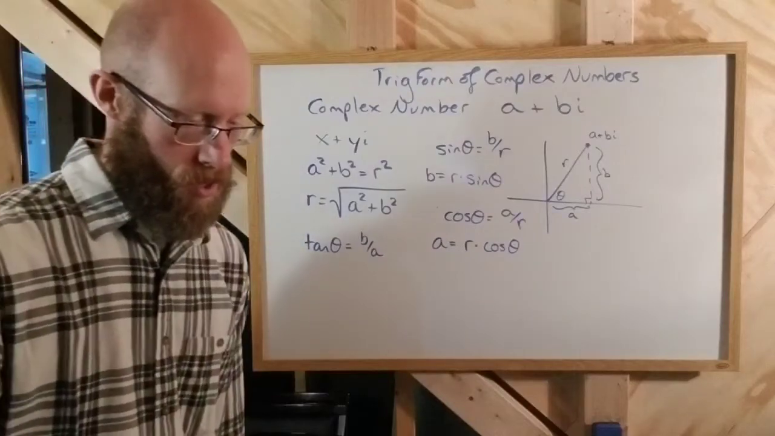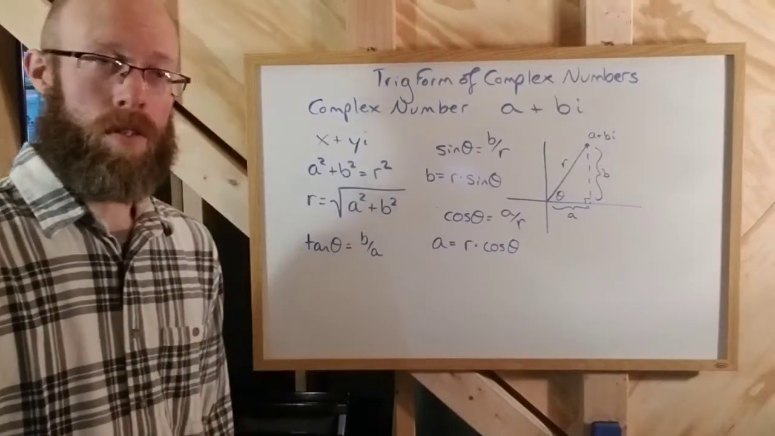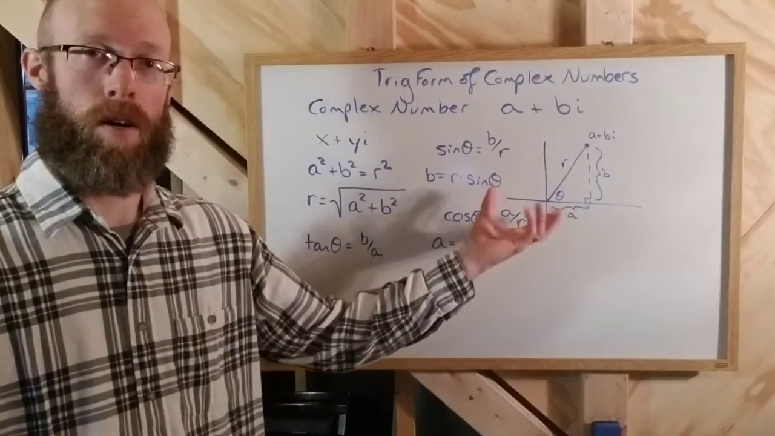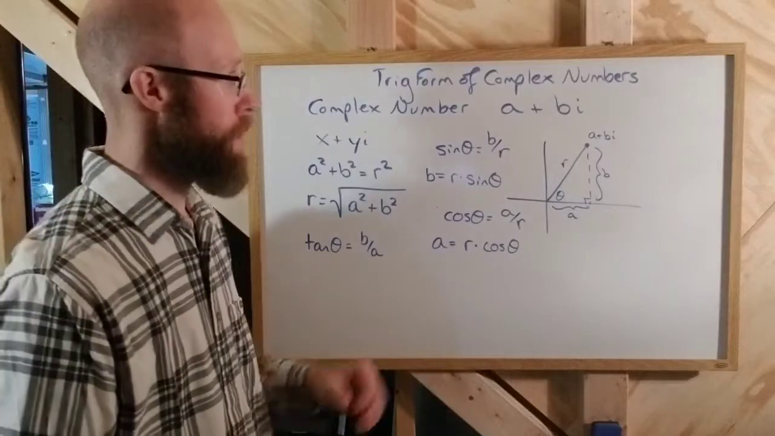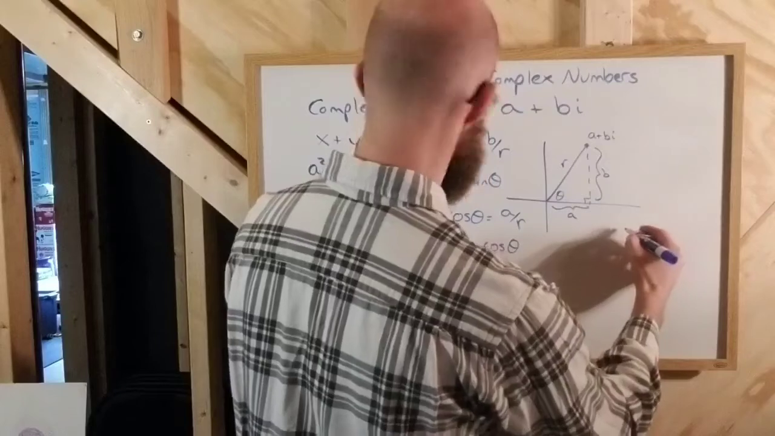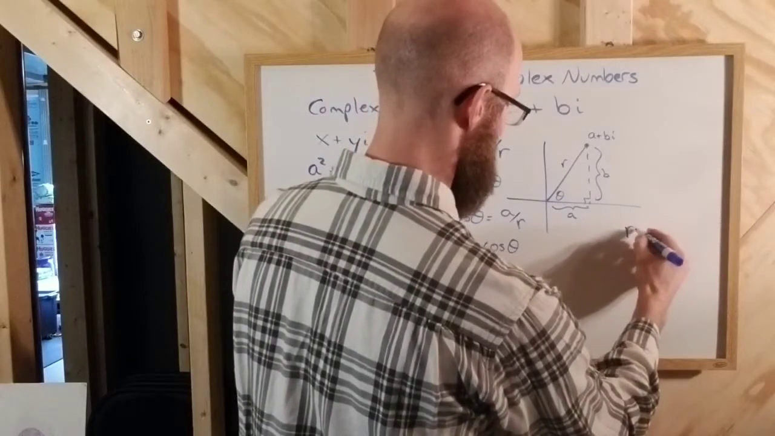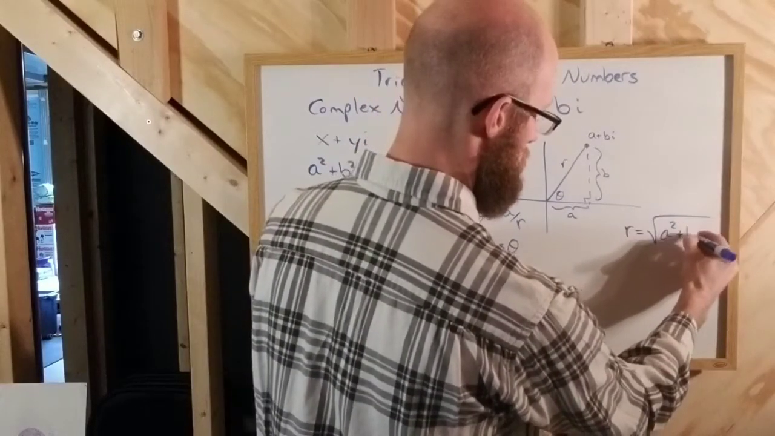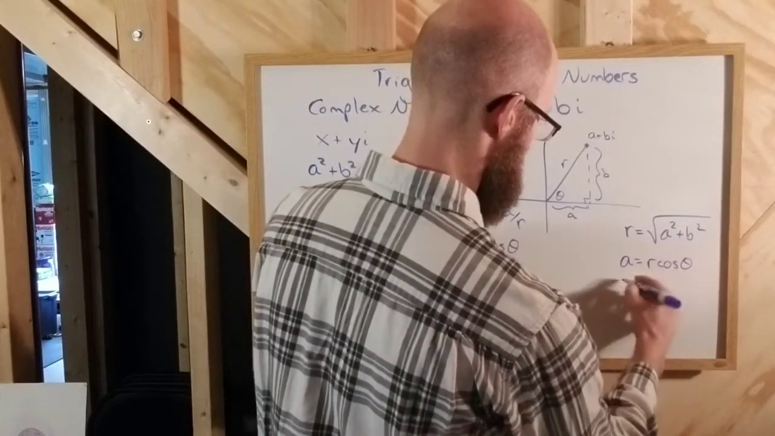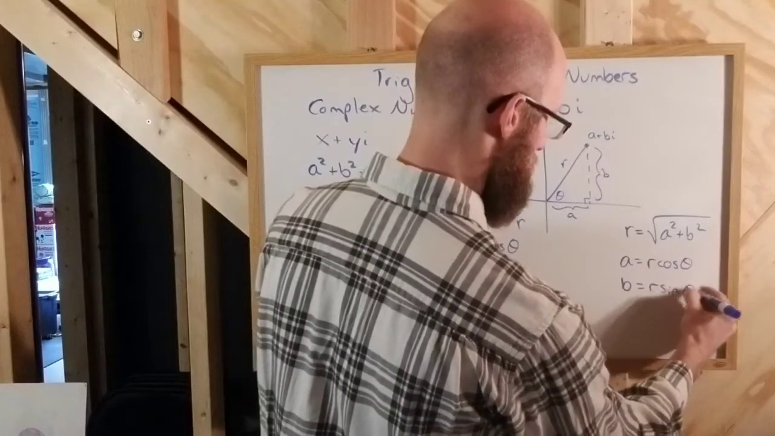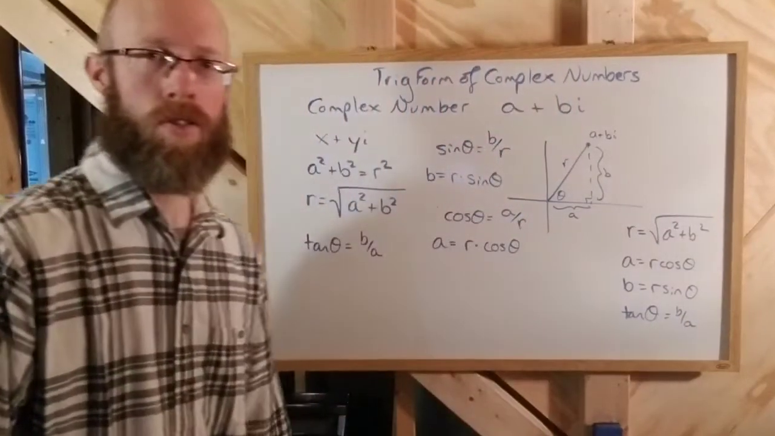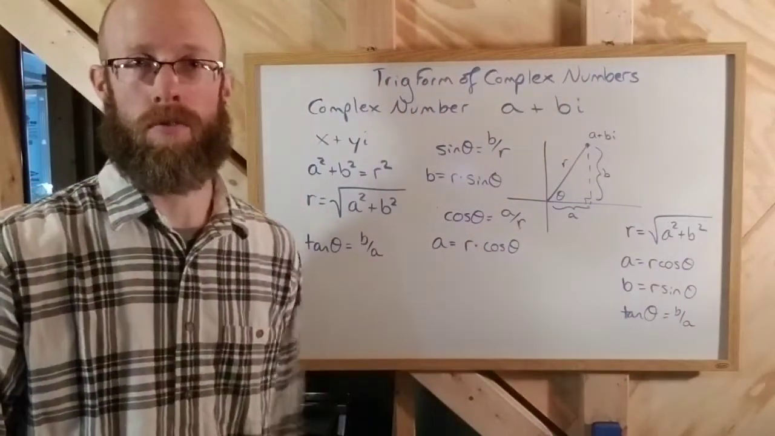Okay? So this really gives us four very important formulas that help us to work with complex numbers now in trig form. So if we know these four formulas, I'm going to set them off to the side here. We have r equals the square root of a squared plus b squared. We have a equals r cos theta, b equals r sine theta, and tangent theta equals b over a. All right. So those are our four foundational formulas here.